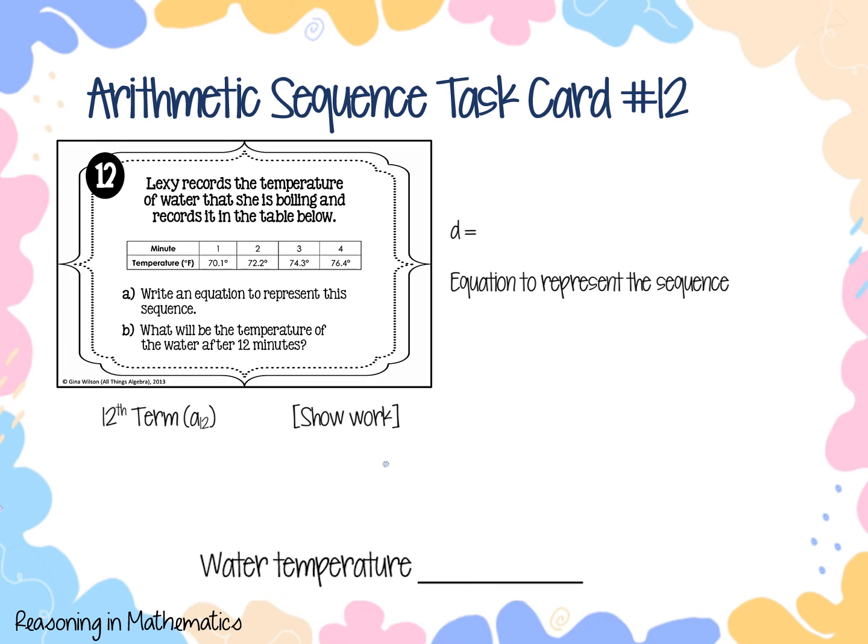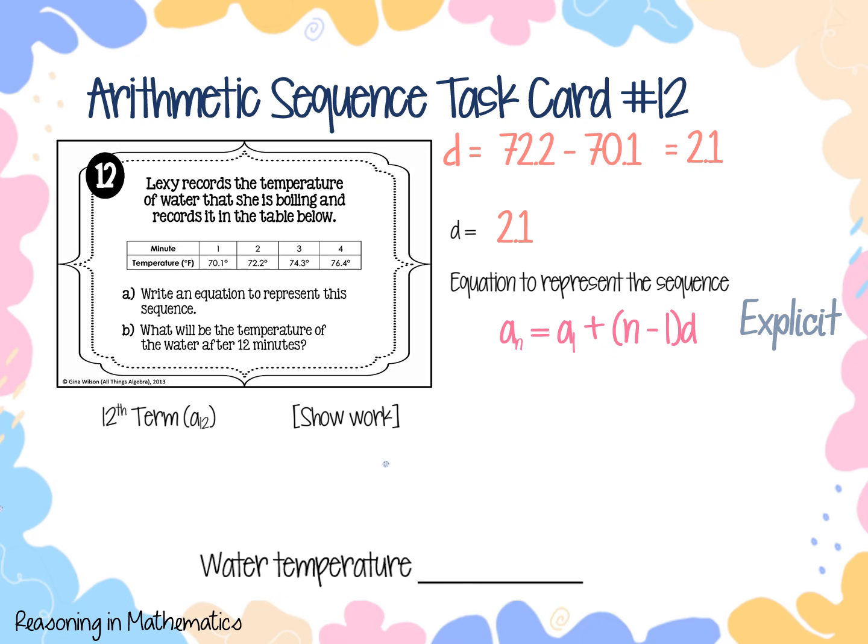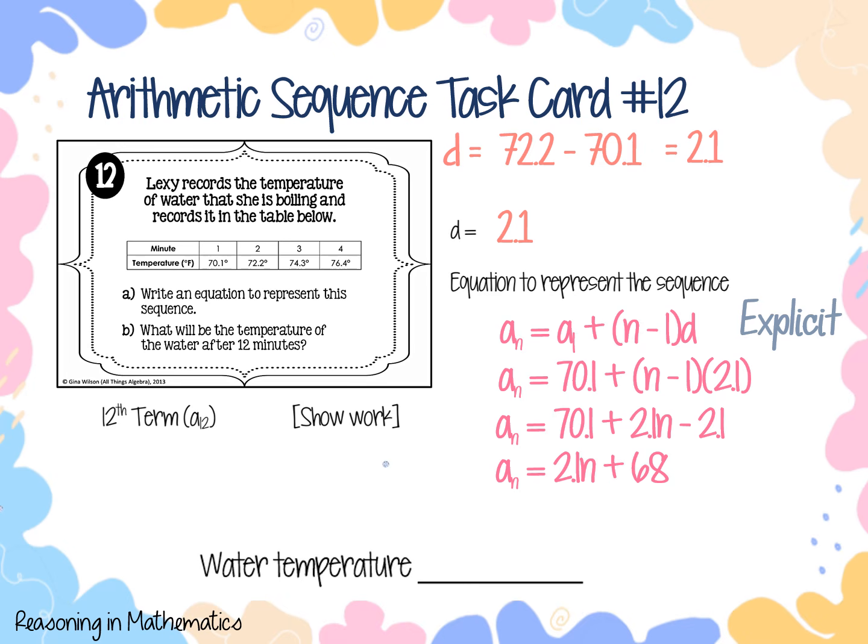Write an equation to represent the sequence and what will be the temperature of the water after 12 minutes. So D is the common difference. We subtract the 72.2 minus the 70.1, and that is going up 2.1 degrees per minute. Explicit formula, plug in our values. Initial temperature, 70.1, is going up. Common difference by 2.1 every minute. Distribute and simplify.